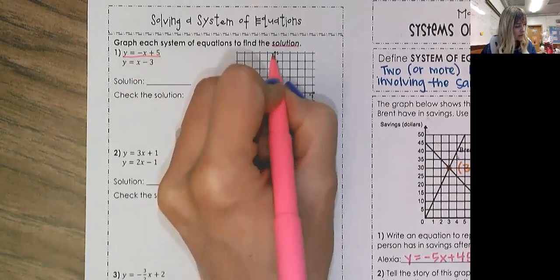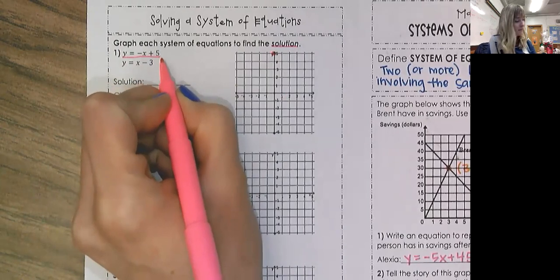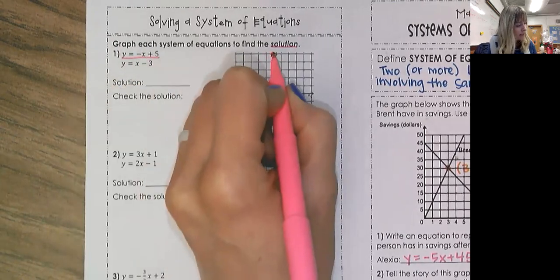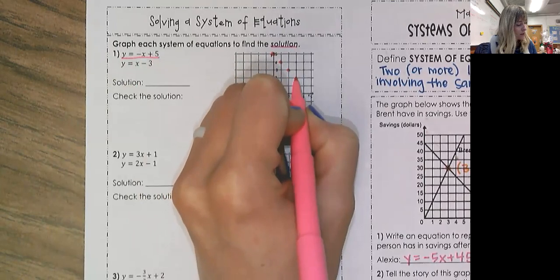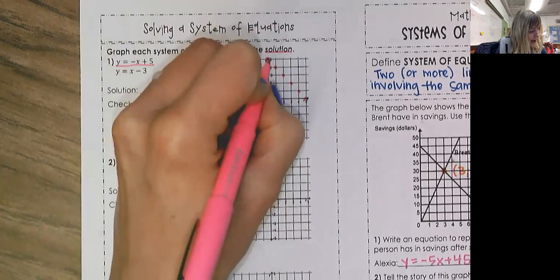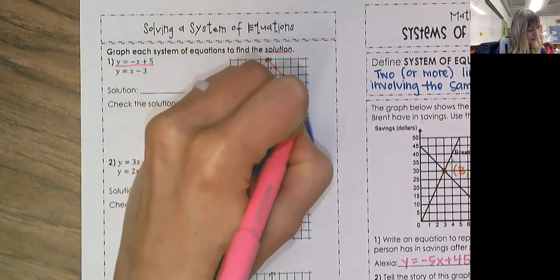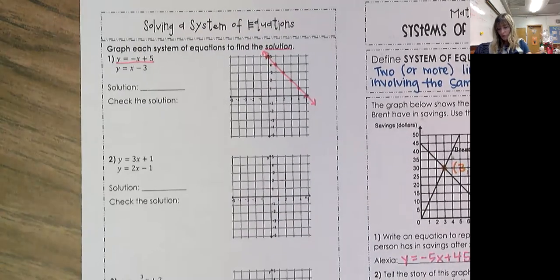So here I go. I'm going to start at 5 on the y-axis because you always start with the b, right? We know how to graph. And then I'm going to go down 1 over 1. Remember, negative slope goes down and over. Over is always to the right. So I highly, highly recommend you draw as many corners as you can fit on that grid. And I will show you why.